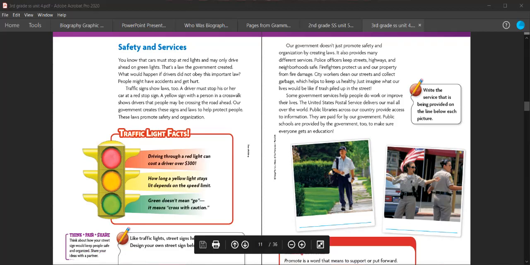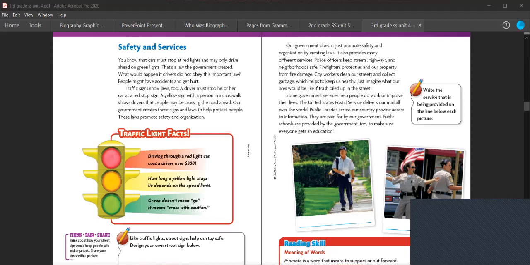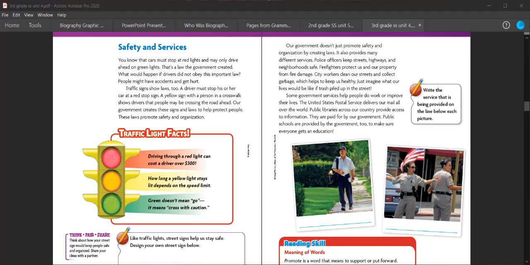All right, next we're going to talk about safety and services. Safety. You know that cars must stop at red lights and may only drive ahead on green lights. That's a law the government created. What would happen if drivers did not obey this important law? People might have accidents and get hurt.